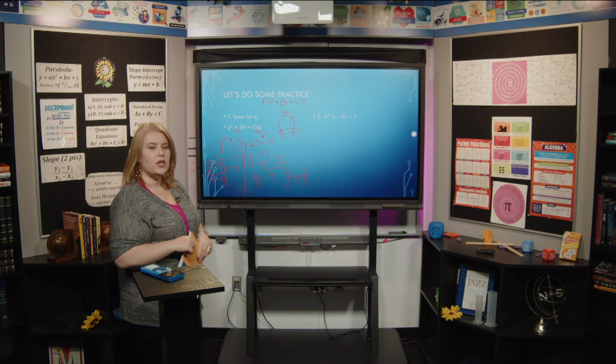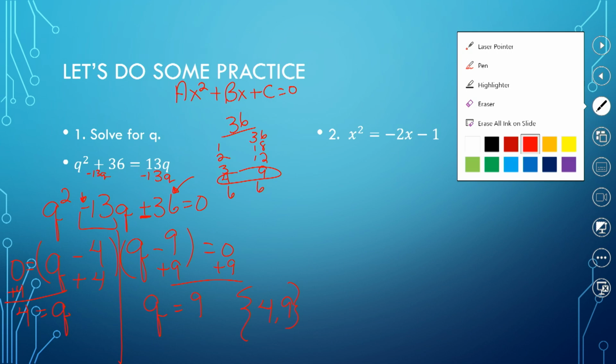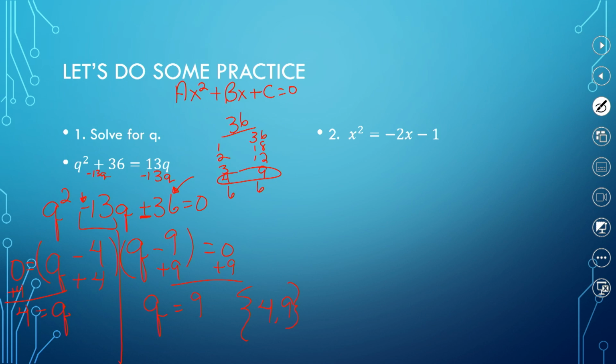So now let's look at number 2. We're looking at x squared equals -2x minus 1. So let's try this one. Let's see what we get here. So I'm going to get everything on the left side and then equal it to 0. So I'm going to add 2x plus 1, and I'm going to add 2x plus 1 over here to my x squared.